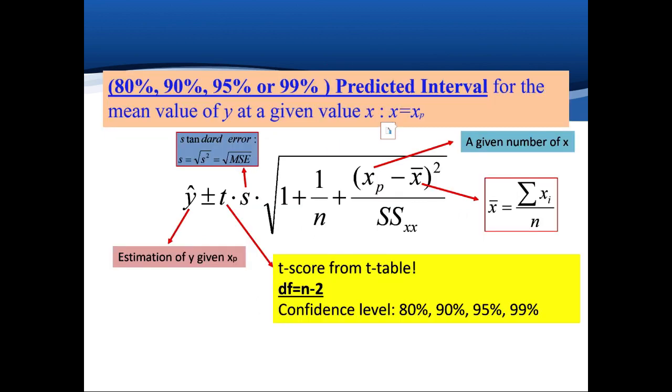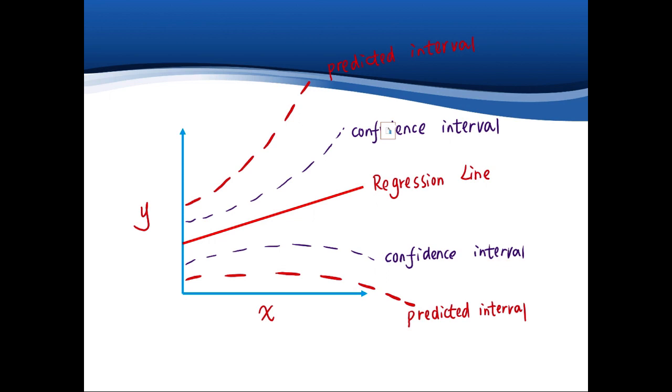We can also calculate the prediction interval for the value of y at a given value x equals xp. We will notice that the prediction interval just has an extra 1 in the square root. So it is larger than the confidence interval because we plus and minus a bigger number. The range will be wider. Here is the plot, we can see it. The straight line is the simple linear regression model line. For each value of x, we can calculate the confidence interval for the mean value of y at a given value. It should be symmetric about the straight line. The prediction interval is wider, so it is outside the confidence interval.